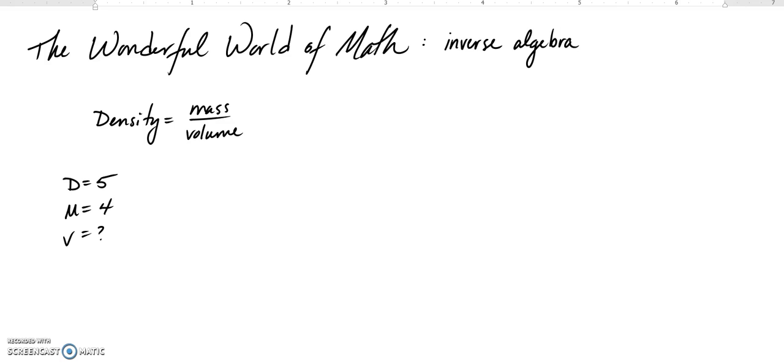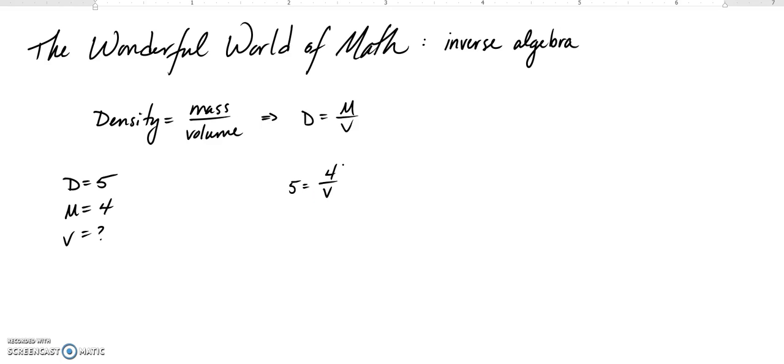So this formula breaks down to simply be density equals mass divided by volume. So if I punch in the numbers where they go, I have 5 equals 4 over v. Students have a hard time solving for this, and they'll want to use cross multiplication or all this fake voodoo mumbo jumbo, or they'll just be lazy.